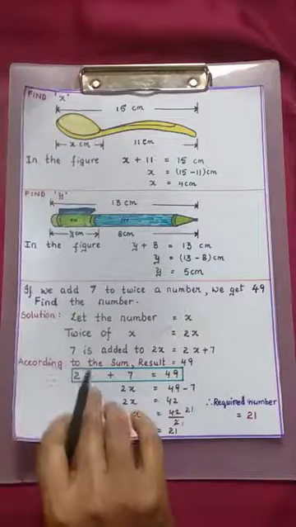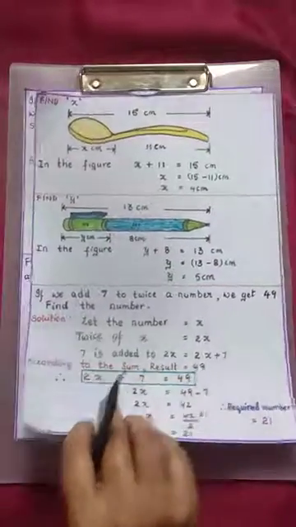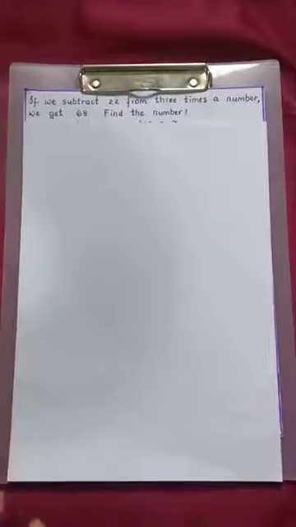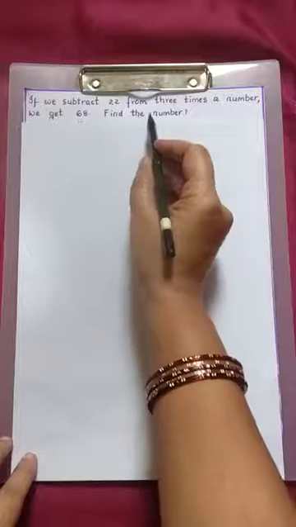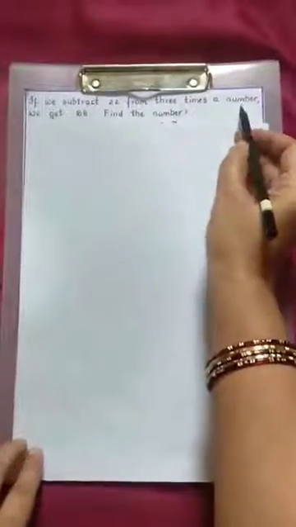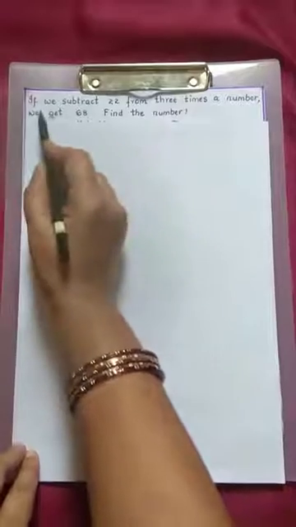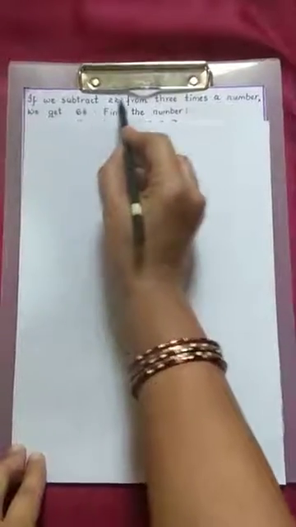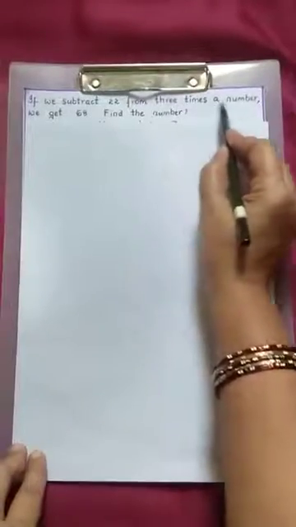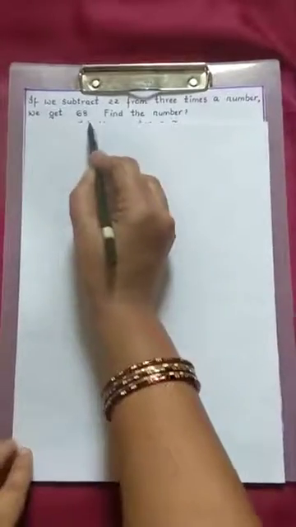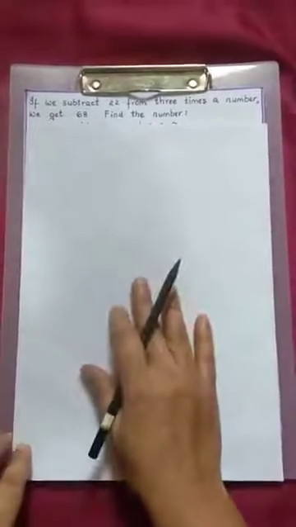Now let us solve few more problems. If we subtract 22 from 3 times a number, we get 68. Find the number. Once again you see the problem. If we subtract 22 from 3 times a number, we get 68. Find the number. Again the number is unknown.